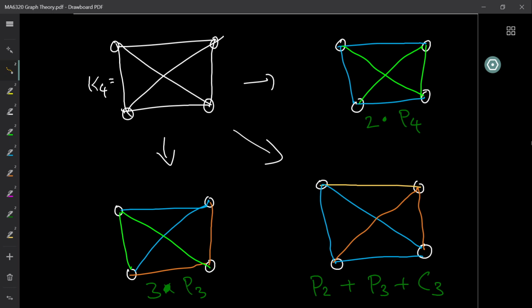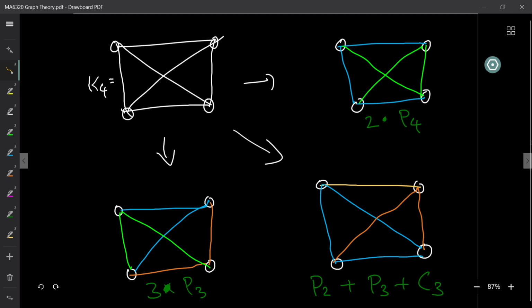Then another way to decompose it is into P2 plus P3 plus C3. You have the blue C3, the yellow-orangish P2, and the reddish P3. So there are these 3 different ways of decomposing. There could be several more one can think about, but this is what is meant by decomposition of a graph.